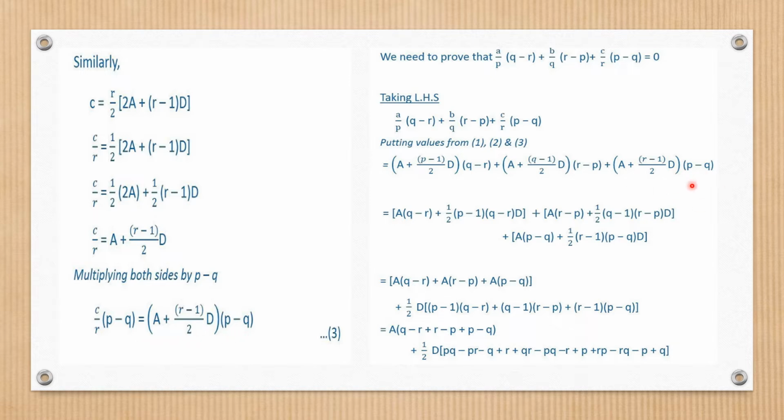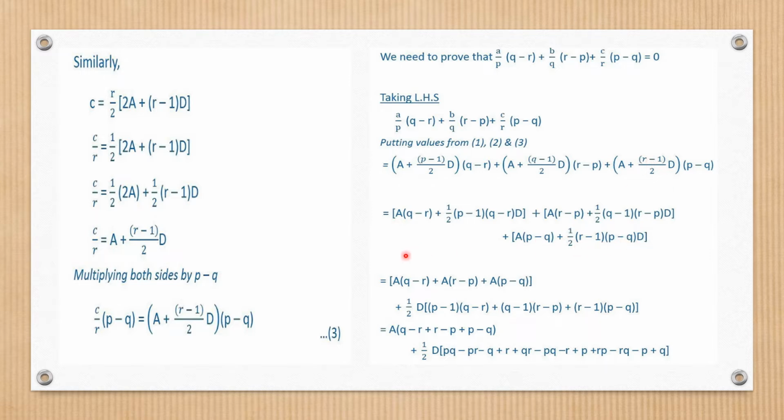Now start arranging the terms. I'll collect all the a's and all the d's, like this. So a times (q minus r) plus this becomes, firstly, half of (p minus 1)(q minus r)d. You can multiply all of them, just don't break here, just multiply the factors itself. Similarly, plus a times (r minus p) plus half of (q minus 1)d times (r minus p), similarly for the last one also, a times (p minus q) plus half of (r minus 1)(p minus q)d.